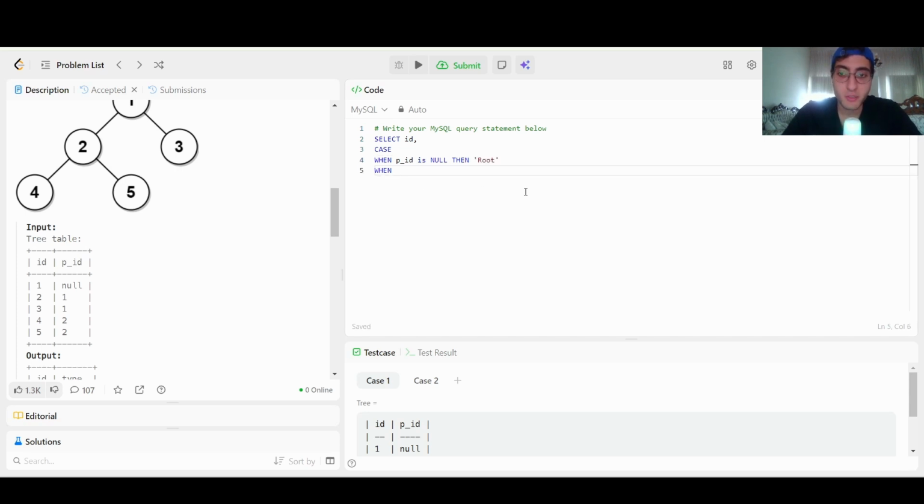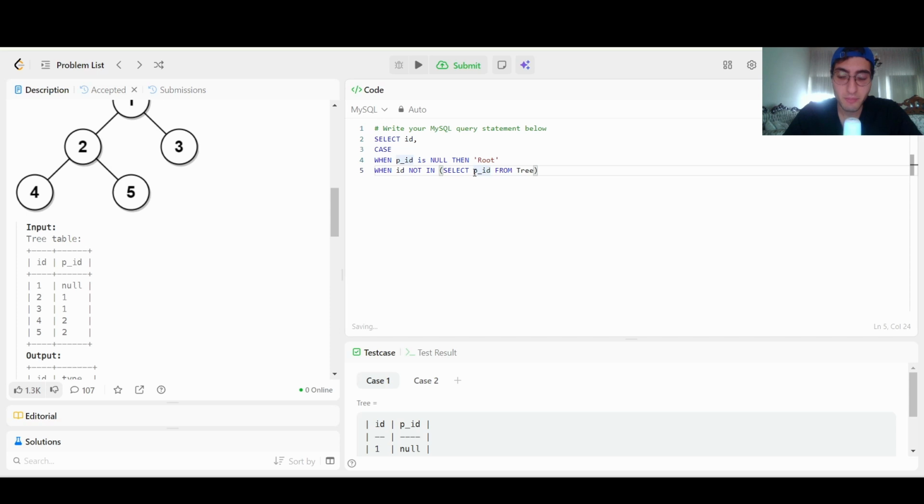The second case we're going to check, and this is where the subquery comes in, is we're going to check if the node that we're on, if its ID is not in the parent ID column. And if it's not, that means it's a leaf node. And what that looks like in SQL syntax is the following. So when ID is not in, and this is where the subquery comes in, what we're going to do here is select the parent ID column from our tree table.